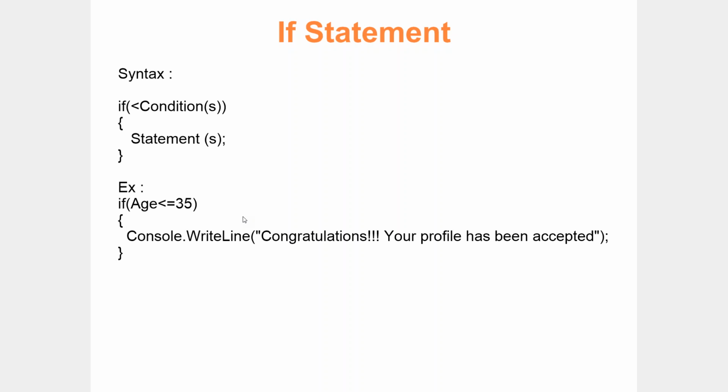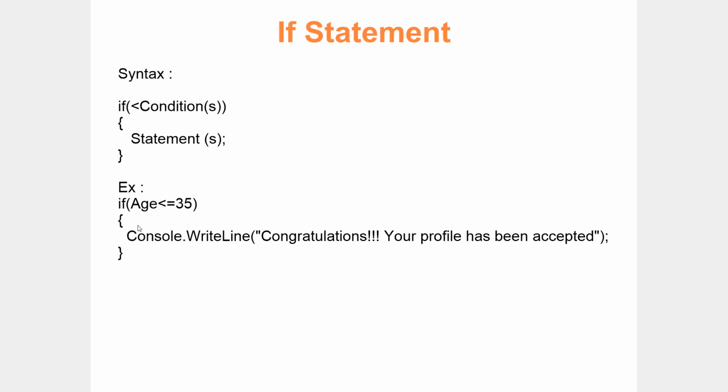So here, what is our action? Accepting or rejecting the profile. That is our action, but that action has to be invoked based on our condition. Let's write this. If, what needs to be validated? Age needs to be validated. So if age is less than or equal to 35, then go inside of this.